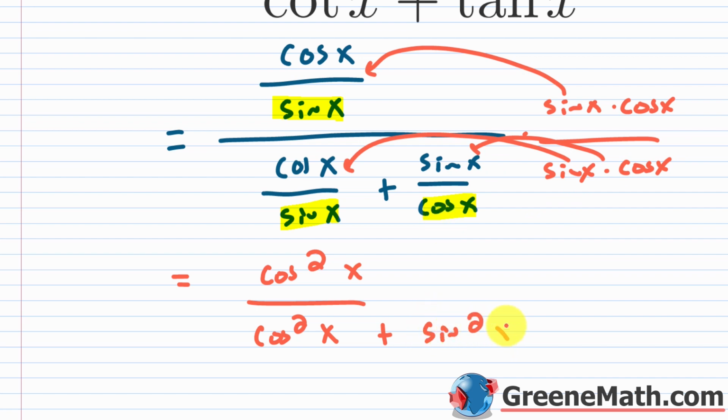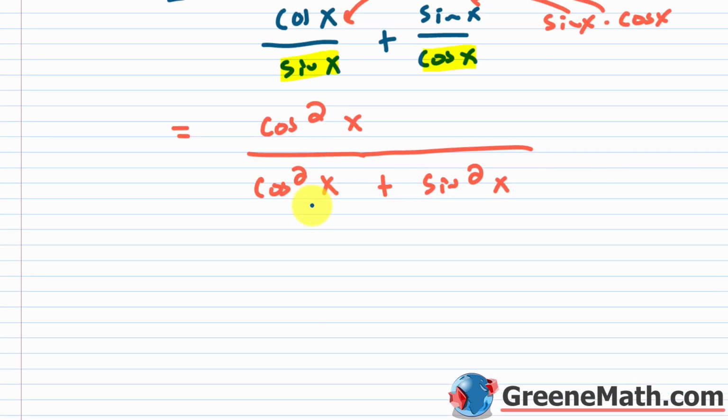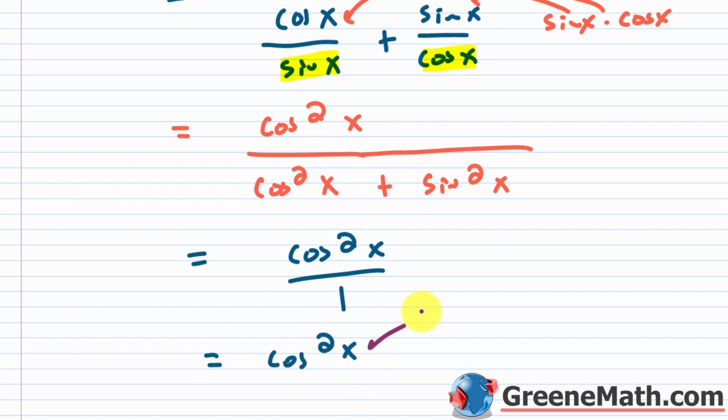sine squared x. Now, this is interesting because we know that cosine squared x plus sine squared x is 1. So you can basically say this is cosine squared x over 1, which is just going to be cosine squared x, which is what we were looking for. So I'm just going to put a check mark there to show that I'm done.